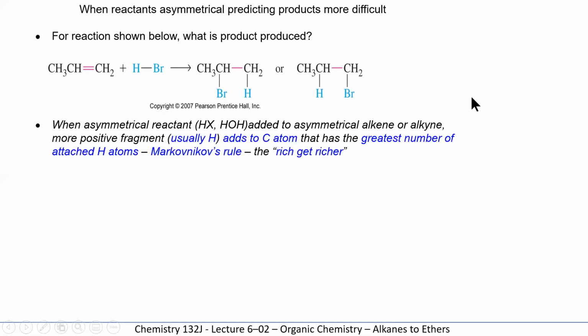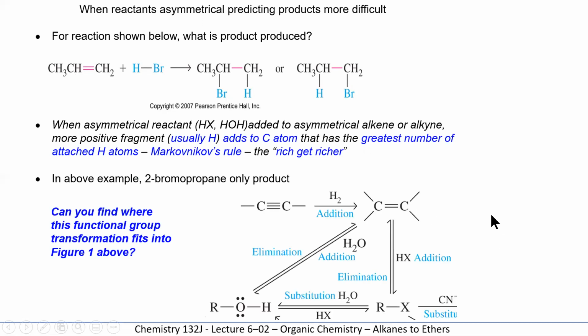There is a prediction that was summarized by a man named Markovnikov, and he simply discovered that whenever you add an asymmetrical reagent to an alkene, the carbon that has more hydrogens on it will be the one that ends up with the hydrogen atom. So in this case, this carbon has two hydrogens attached to it. This carbon only has one hydrogen attached to it. So the hydrogen is going to be attached to this carbon, and the bromine is going to be attached to this carbon. So again, there are two possibilities that exist, but only one is going to actually happen.